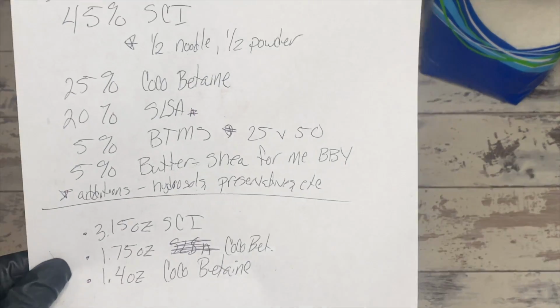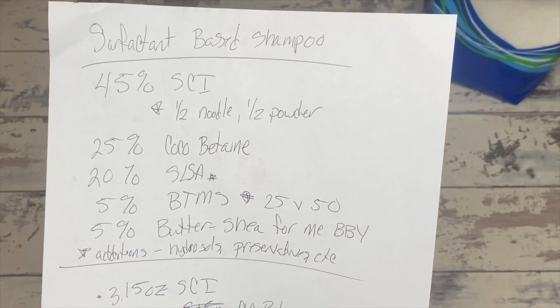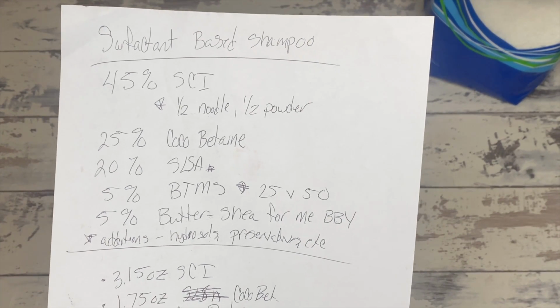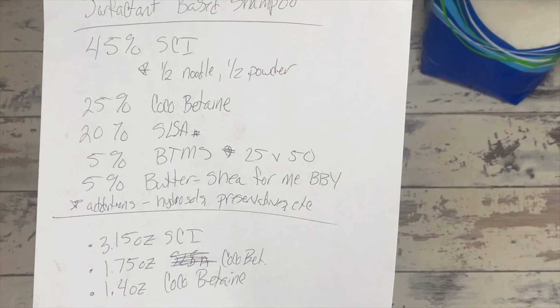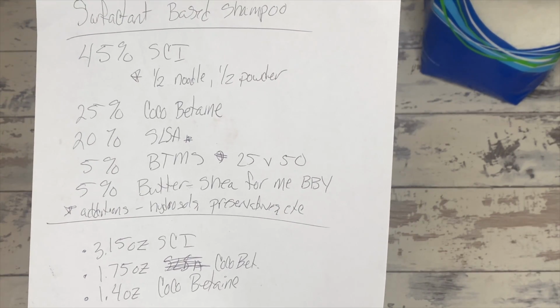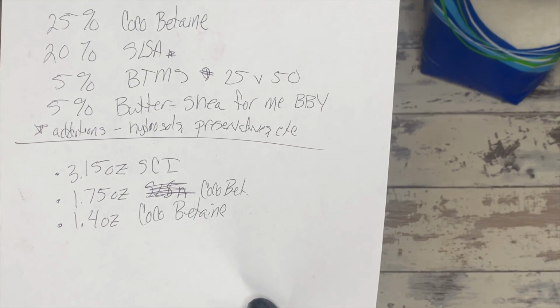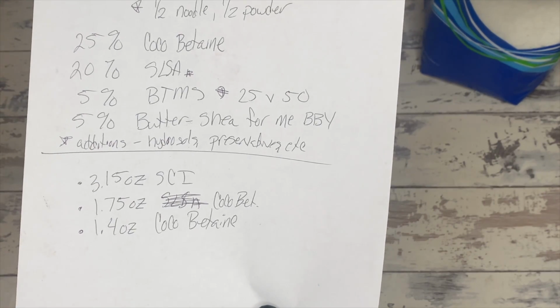Okay, a surfactant, detergent-based shampoo bar. We're going to do the thing. So first up, 45% SCI, sodium cocoyl isethionate, 25% cocamidopropyl betaine, also known as coco betaine, 20% SLSA, sodium lauryl sulfoacetate, 5% BTMS, and 5% butter. And the additions: hydrosols, preservatives, etc., your scent, all of the jazz.